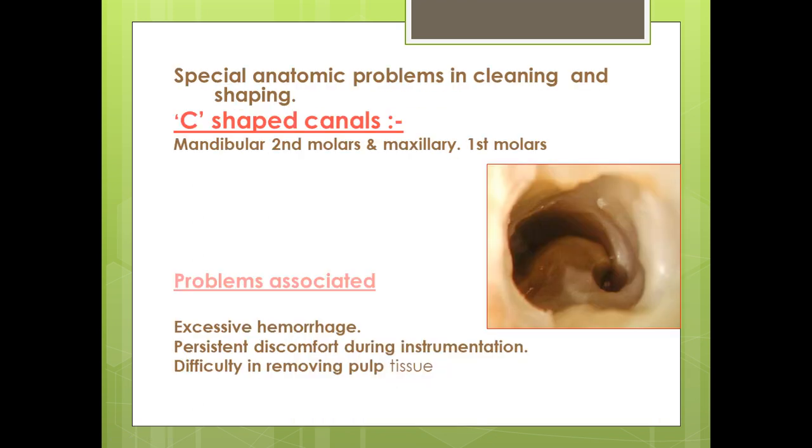And special anatomic problems in cleaning and shaping are mainly C-shaped canals. What are the problems associated? You can see here, the C is a continuous one, it's a very large one, and there will be a large amount of pulpal tissue coronally placed, bulky fibrous tissue, and also huge excessive hemorrhage. So these are the problems associated, and during instrumentation you will feel like the file is moving loosely and you can't have tactile control of your file. It is also difficult to remove the large amount of excessive pulp tissue.